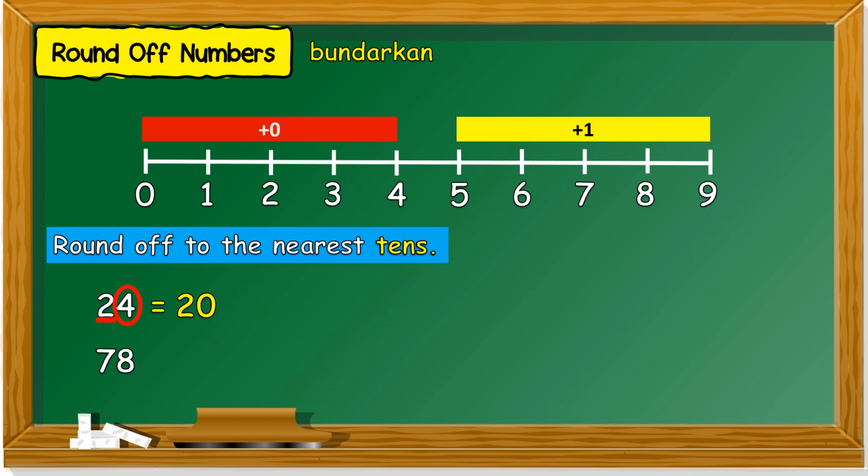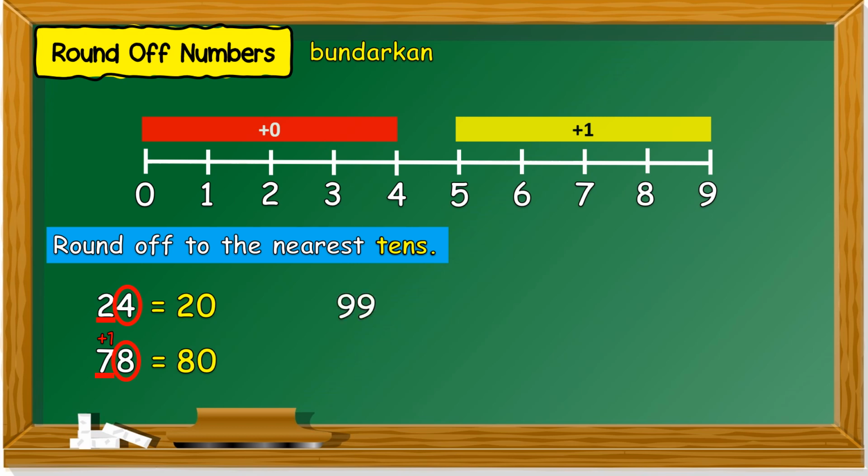Next example, 78. Place value of tens. Friend on the right, 8. Where is 8? Here. Plus 0 or plus 1? Plus 1. So we put plus 1 on top of 7. When we round off 78 to the nearest tens, 8 becomes 0. 7 plus 1, 8. The answer is 80.